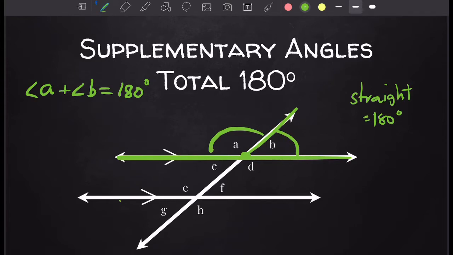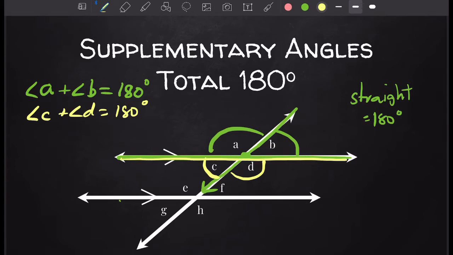Now, what would be another one? If I extend the line here, what do you see? Let's use yellow. Angle C and angle D equal 180 because they are also on the straight line. Now, let me make this red. What if this was my straight line? What if that was my straight line?